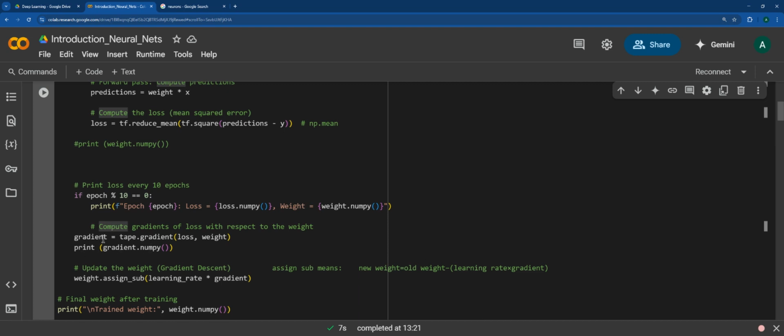Now, gradient is like a derivative, yeah? So rate of change, guys. I hope you have covered this in calculus. So y equals x squared.